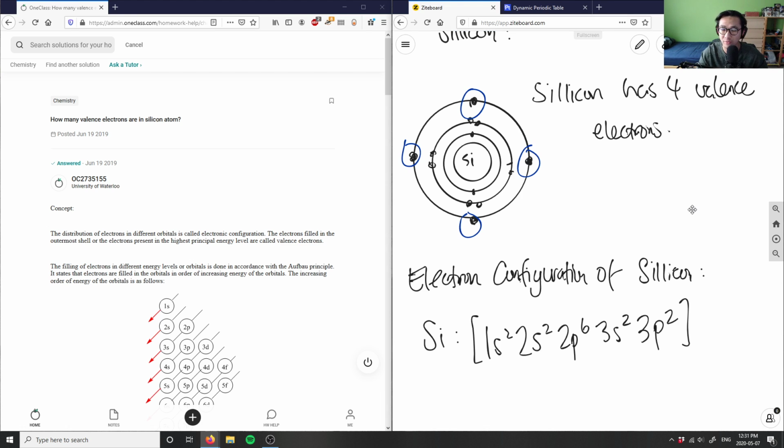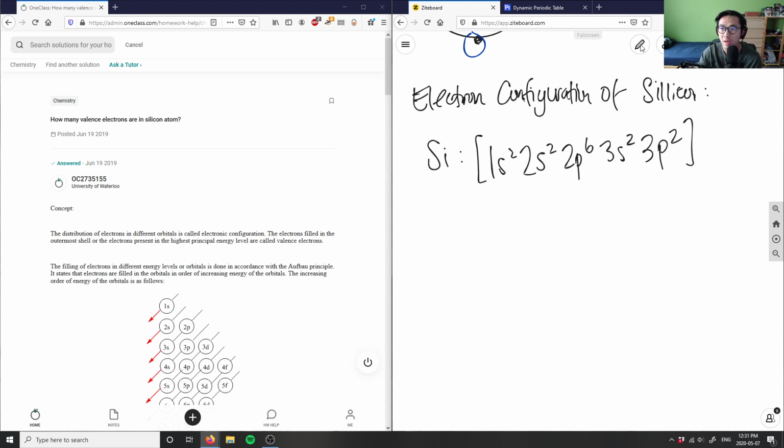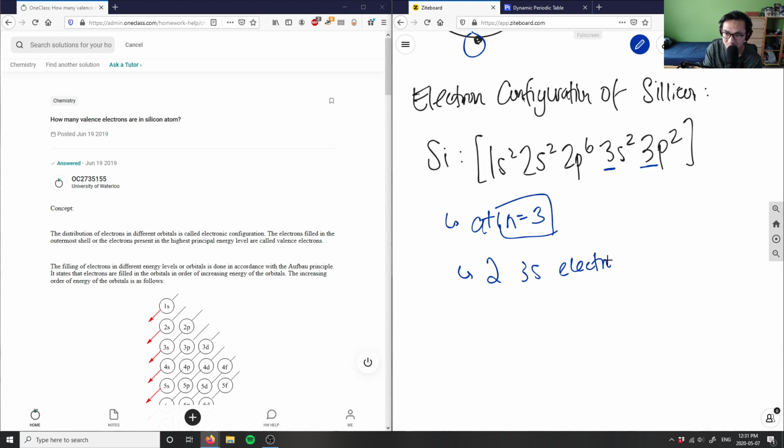Basically, if I want to look at the valence electrons, I'm looking at my electron configuration and at the last energy level, which is at n equals 3. This is my principal quantum number. I'm going to look at these 3s and 3p here. As you can see, I have 2 electrons on 3s2, and 2 on 3p. So I have 2 3s electrons plus 2 3p electrons. Therefore, I have 4 valence electrons.